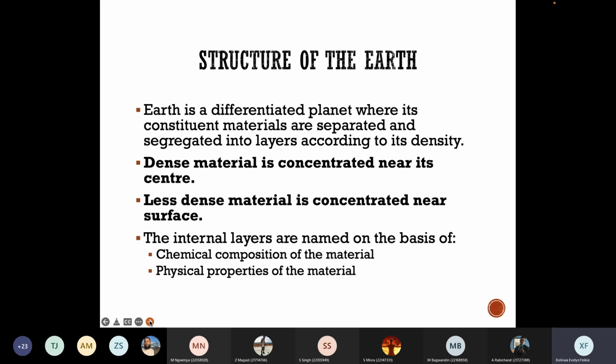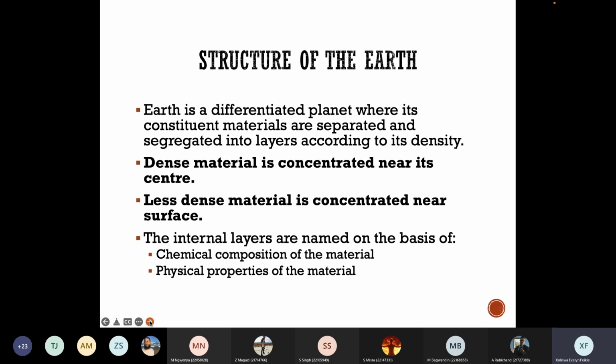So towards the end, I will explain what you need to focus on when you're studying and what you learn for understanding, right? They just tell you that Earth is a differentiated planet where its constituent materials are separated and segregated into layers, right? The most important thing you need to understand is that it's segregated or separated into layers according to its density, right?